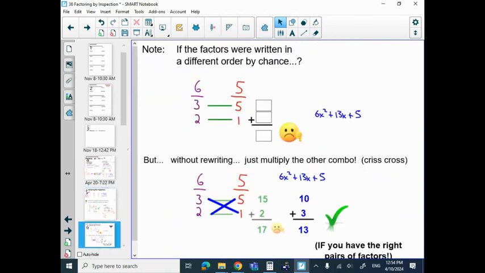Okay. So just a word to the wise here: if you happen to have them written in a different order, and you multiply across and you get 15 and you get 2 and you add and get 17, you'd be like, that doesn't match, right? So thumbs down, doesn't match. But you don't have to rewrite anything. You could just do another multiplication. You could do a crisscross multiplication instead, in which case you'd get now the blue one here.